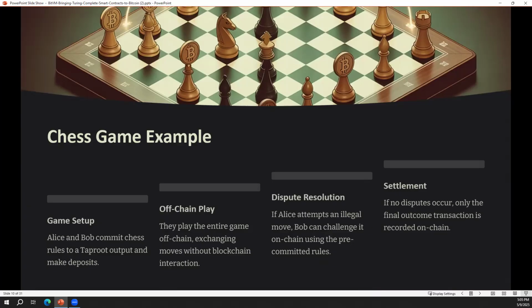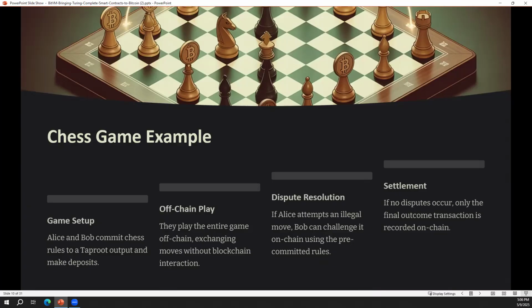The BitVM contract might have a script for each possible move in the Merkle tree. Bob would reveal the move in question and use the pre-signed challenge transaction to invoke the corresponding script that checks the move's validity. If Alice's claim was wrong, the script's condition fails and Bob wins Alice's deposit, which is basically penalizing the cheat.